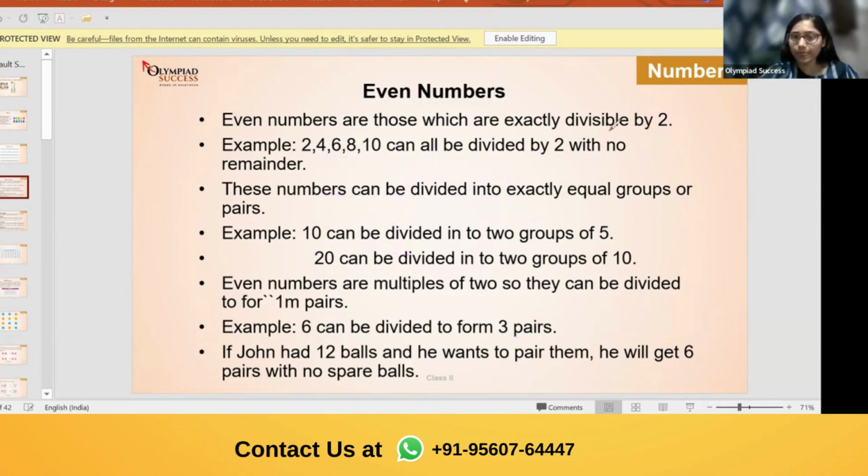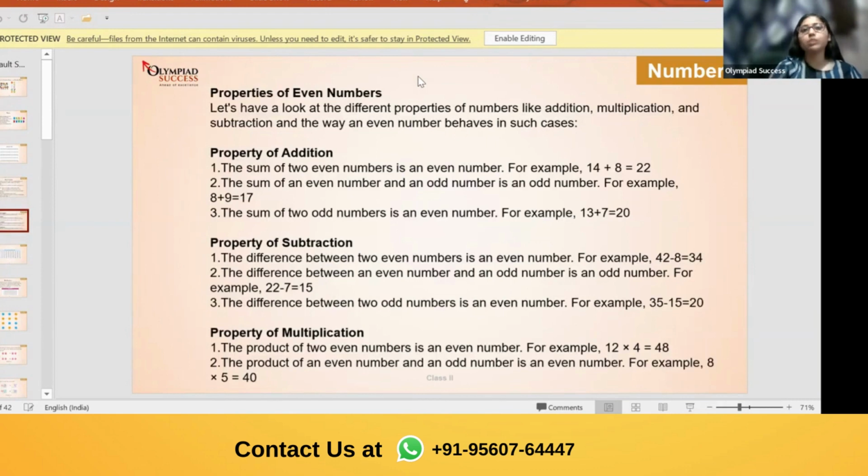Okay. So let's go with the next. Properties of even numbers. Properties means, see, numbers either we have to add, multiply, subtract. So let's know about more. Who will read? Ayansh, would you like to read properties of even number? I'll give a chance to everyone. Don't worry.